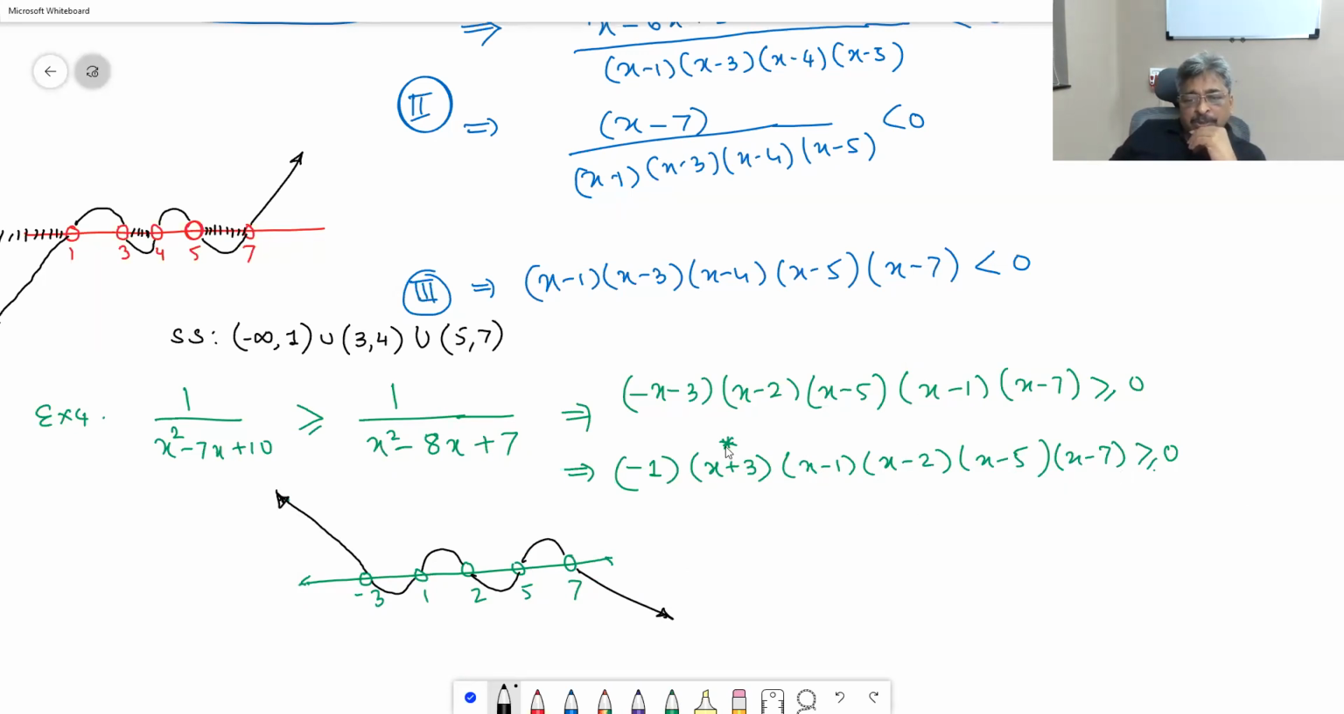Because of this star mark, if you take care of equality, you can make this a dark circle and the remaining 4 will remain hollow. And you want greater than, therefore the solution set is going to be this, this, this, and in terms of intervals it is minus infinity to minus 3 closed, union, open 1 to 2 open, union, open 5 to 7 open, as simple as that.